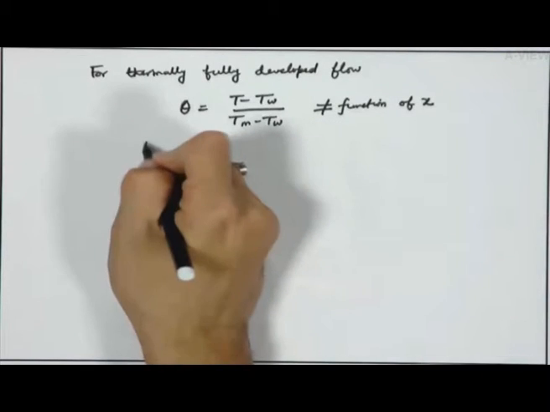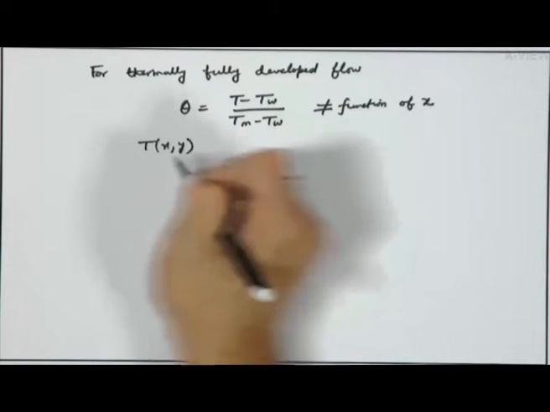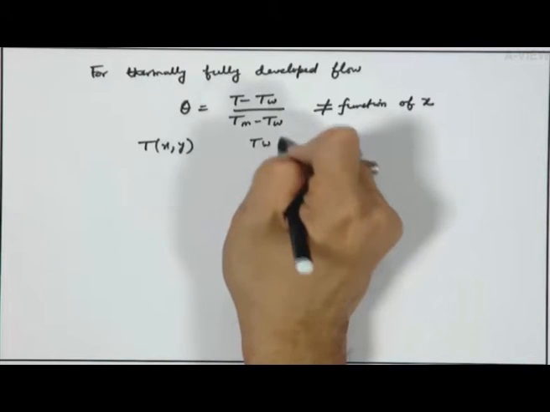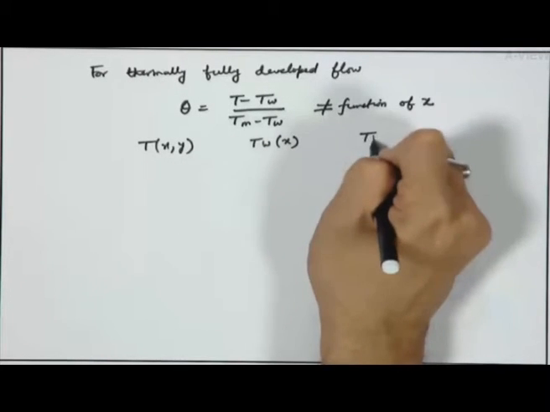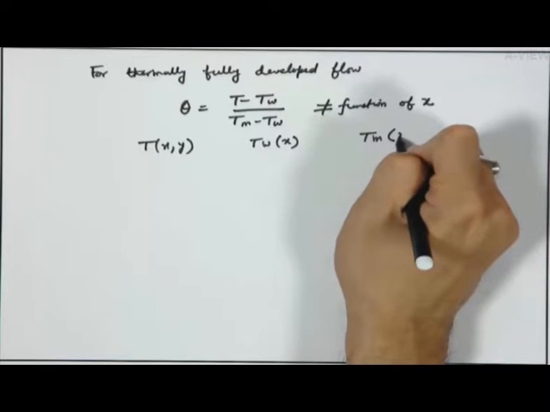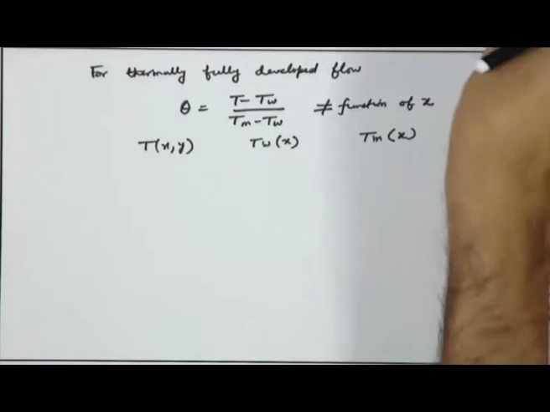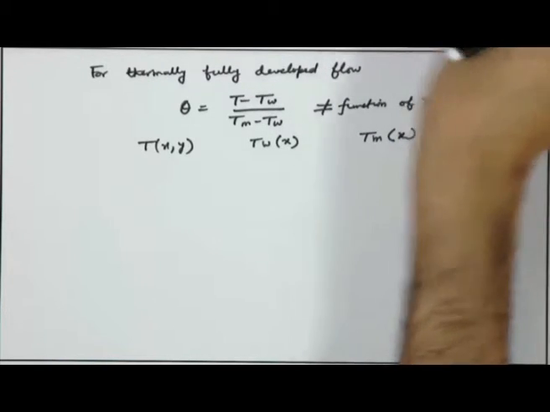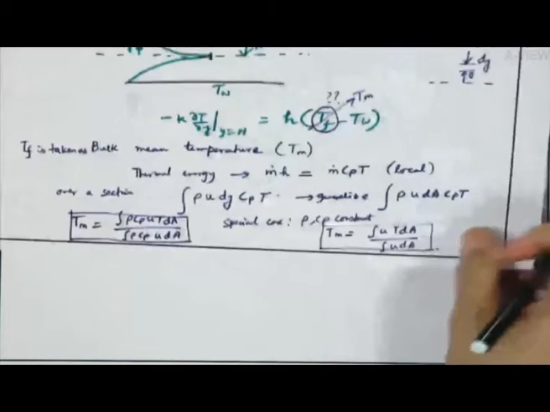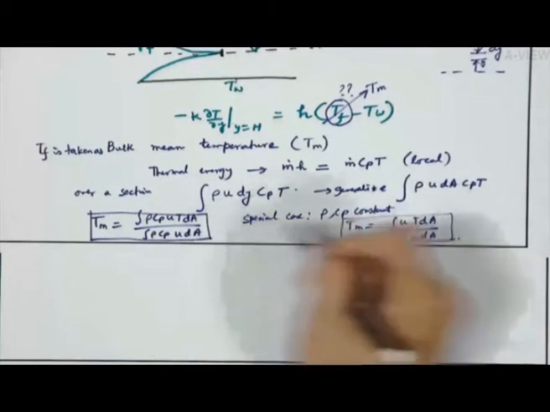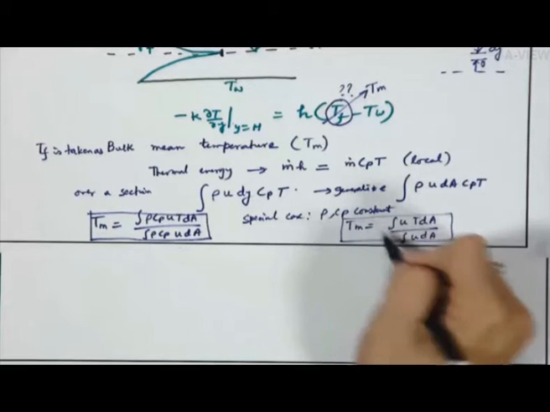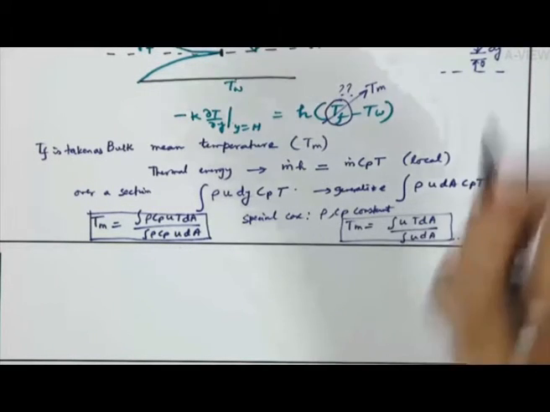Where T is a function of x and y, T wall is a function of x and Tm is a function of x, because of its definition. If you look at the definition of Tm, it is already integrated with respect to y. So it cannot be a function of y, it can only be a function of x.